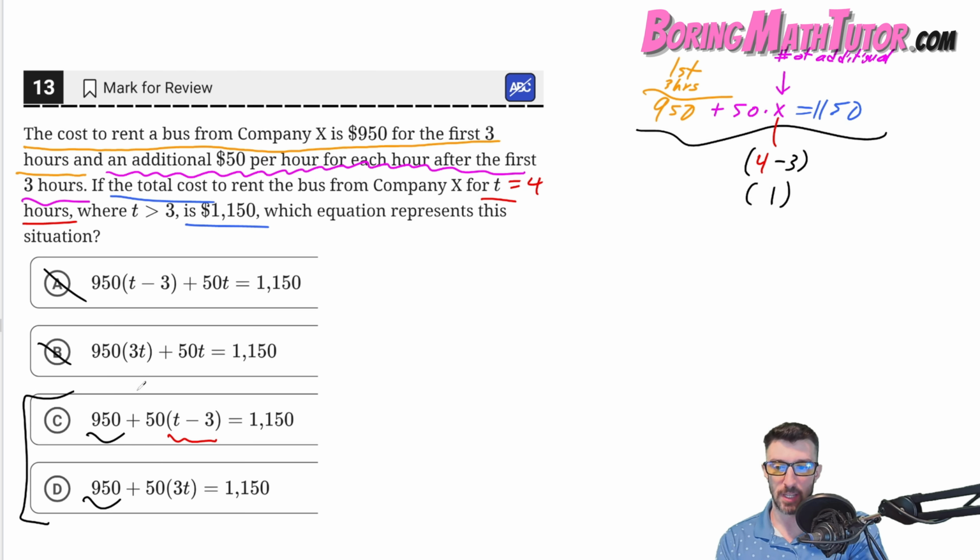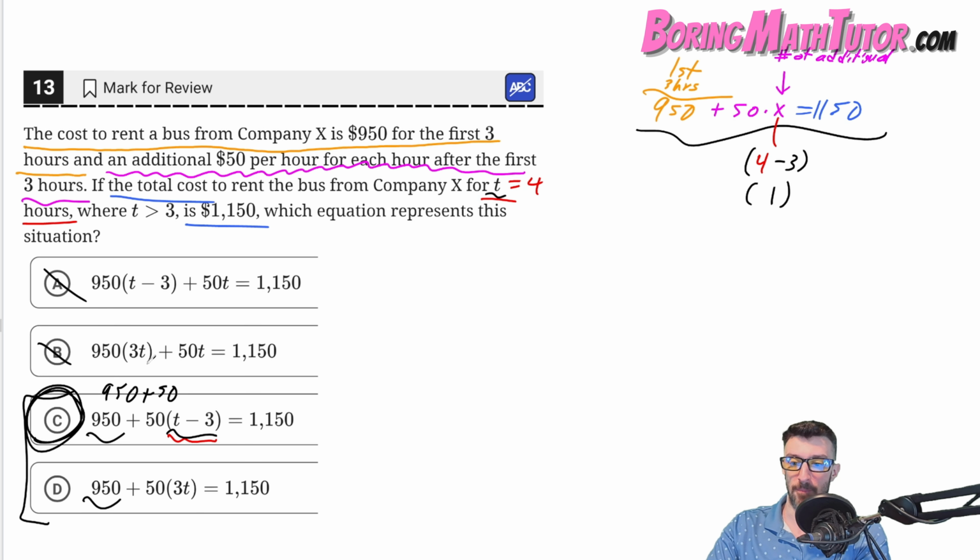So you wouldn't want to leave it as $9.50 plus 50 times T. It's actually T minus 3 if T is supposed to be all the hours. So there we go. We are using C.